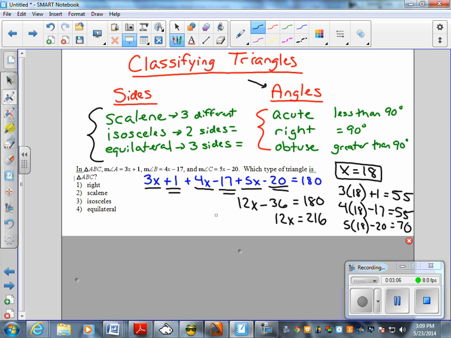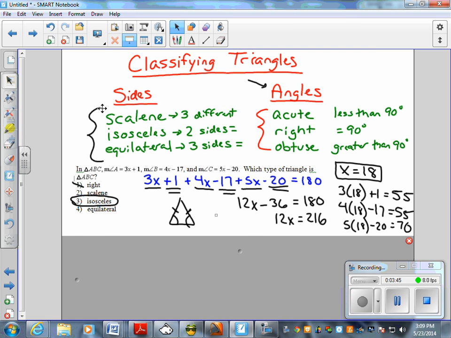Now, that is not one of our four answers. However, we can eliminate a right triangle, choice 1, because there is no 90-degree angle. Next, we have to look at the sides. In the rules for triangles, if you have two angles congruent, that means that two sides are going to be congruent. So for that reason, it's going to be choice number 3, isosceles, because we have two 55-degree angles. And if we have two 55s, that means that the sides opposite those angles would be congruent as well.